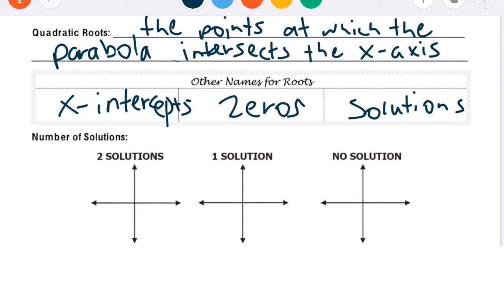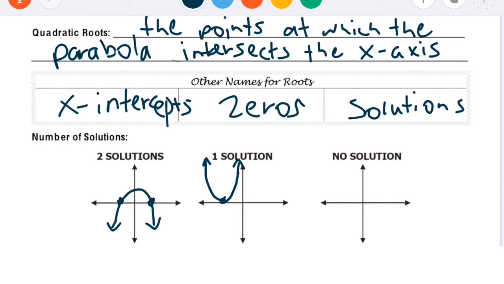Now there are a couple of different types of solutions or numbers of solutions we could have. The first one is 2 solutions, so I'm going to just draw a quick little sketch here. So this crosses the x-axis at 2 points. That's why there are 2 solutions or 2 roots or 2 zeros or 2 x-intercepts. One solution, there are many examples, but an example could be that it is going to touch the x-axis at 1 point. So there's one solution, 1 zero, 1 x-intercept, 1 root.